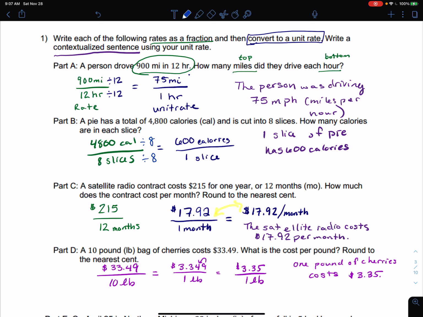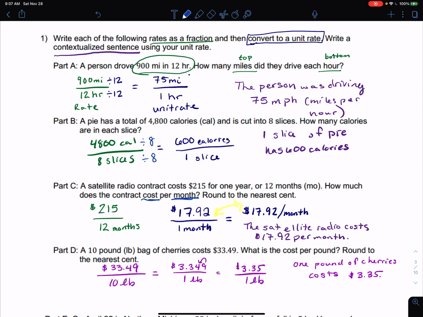If we look at part C, a satellite radio contract costs $215 for 1 year or 12 months. How much does the contract cost per month, round to the nearest cent? So notice they're saying the cost per month. So the cost is going to go in the numerator, that's the $215, and we need to put the 12 months in the denominator. That 1 year is just there to distract us. They told us they wanted in terms of months, so we're only going to use months in that rate.